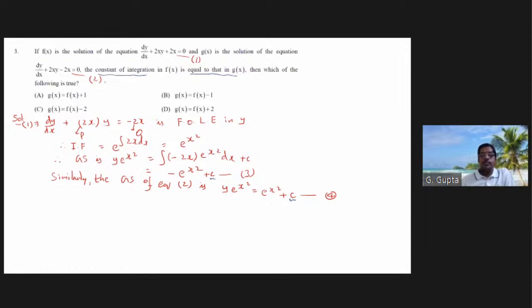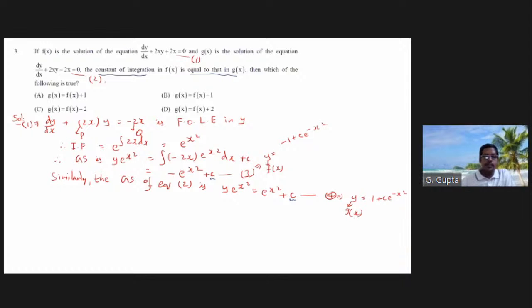Okay, from this, dividing by e raised to x square, you will be getting minus 1 plus c times e raised to minus x square. And from this 4, y is nothing but, dividing both sides by e raised to x square, you will be getting 1 plus c times e raised to minus x square. So this is nothing but f of x, and this y is nothing but g of x.